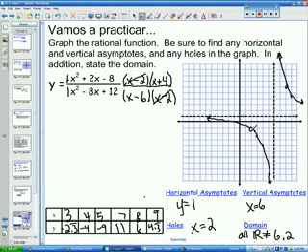The reason we put a hole is because the graph is undefined at this point, so we can't shade in that point, so that's why you have to put an open circle. Okay, so we're done with this problem. Why don't you move on to the next problem?